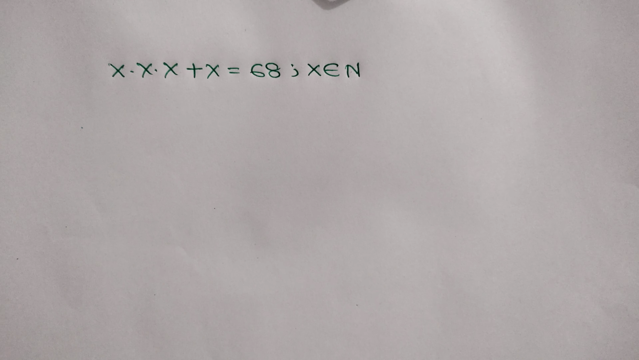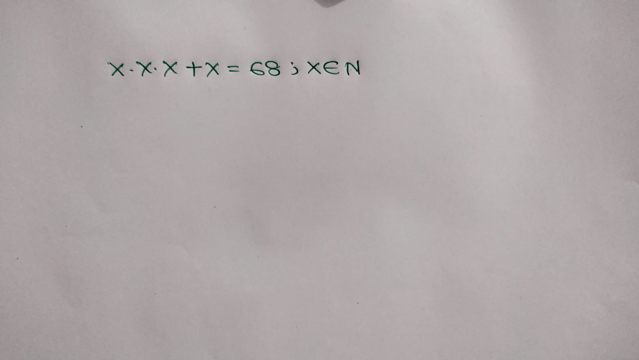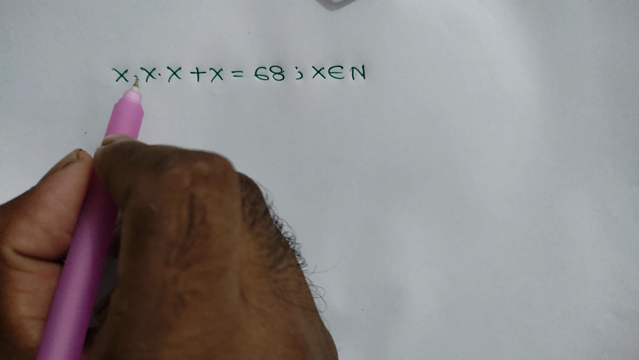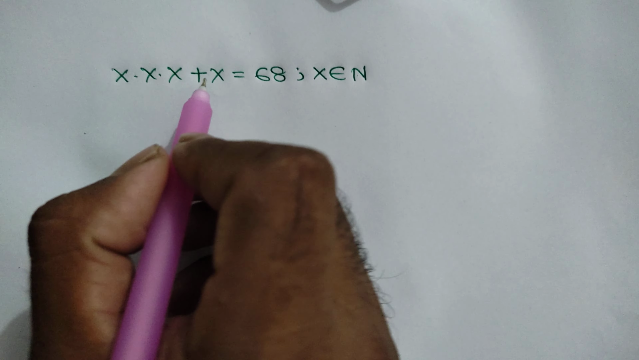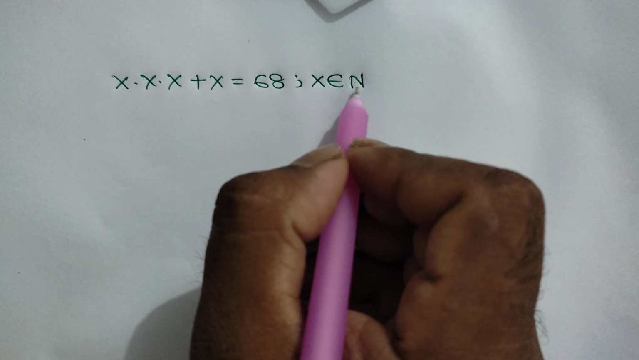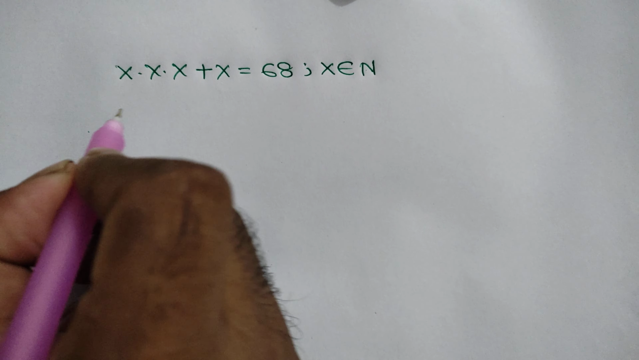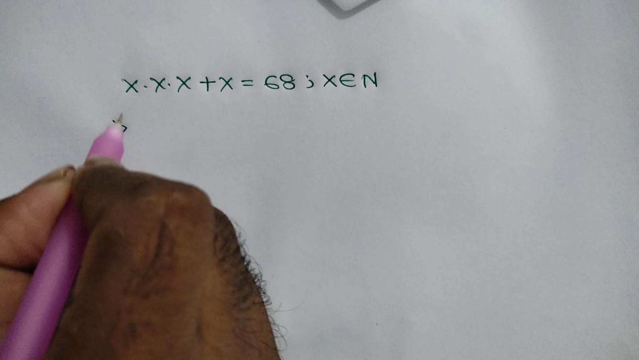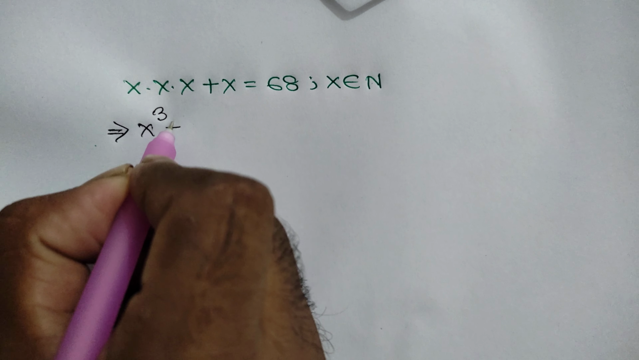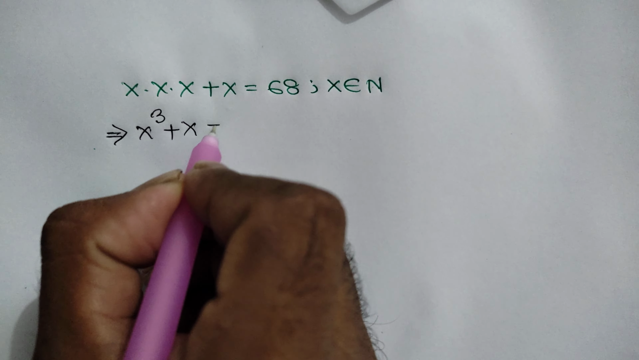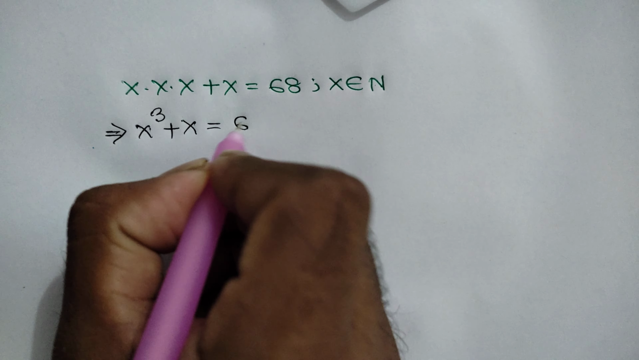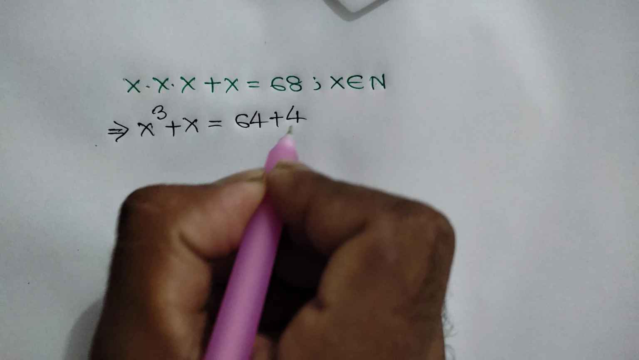Hi everyone, in this video I am going to show a nice math Olympiad problem: how to find the value of x where x times x times x plus x is equal to 68 and x is a natural number. Okay, x times x times x is x cube, so x cube plus x is equal to 68 can be written as 64 plus 4.